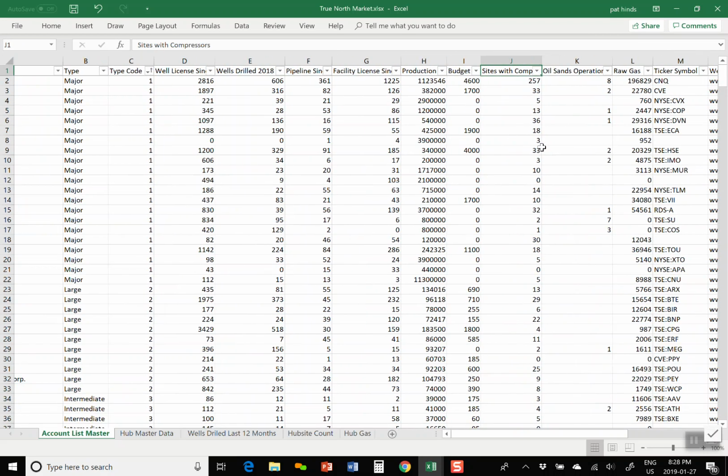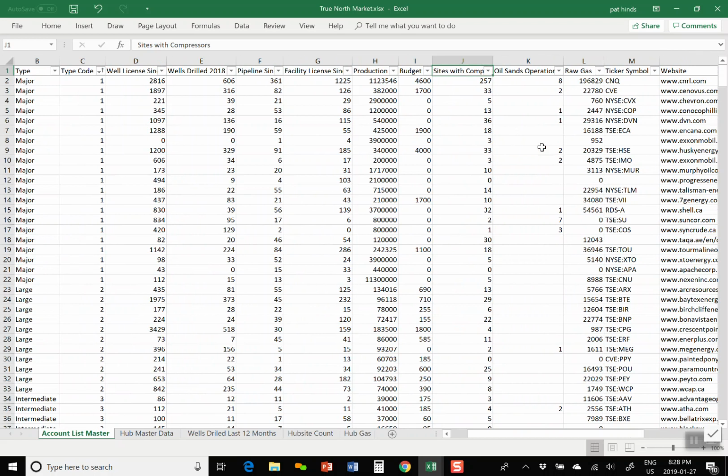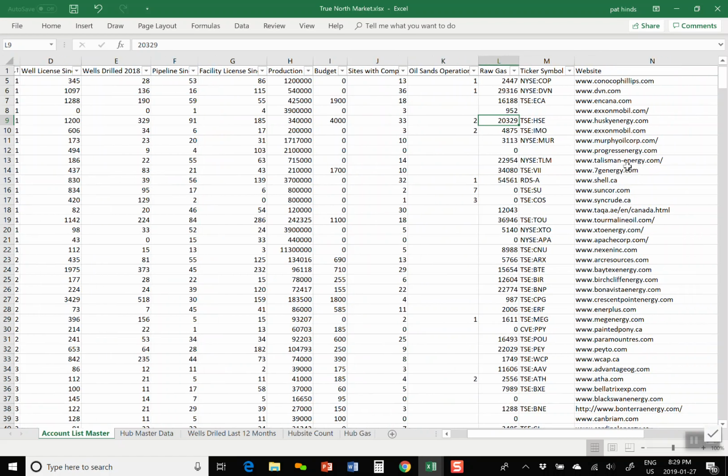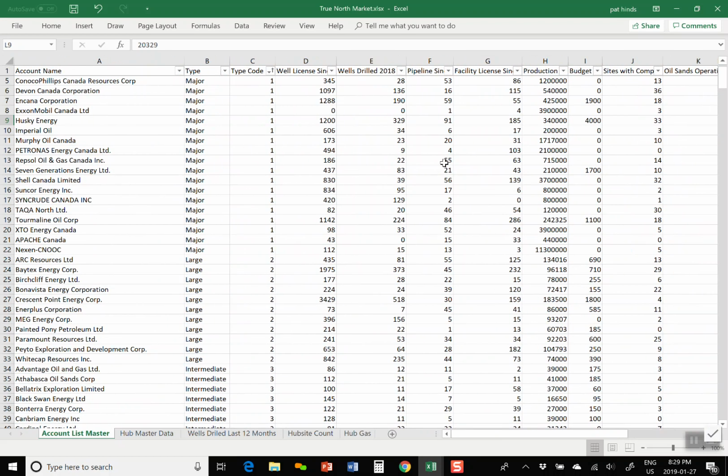We've got sites with compressors, so we've been tracking that. That's going to be mostly your gas plants, but also batteries and compressor stations. So it just gives you an idea of the different types of operations they have. And then, do they have oil sands operations? And then a number based on their raw throughput of gas. Obviously, these two numbers correlate with each other. The higher the number is here, most likely the higher the number is there. Then ticker symbol and website.